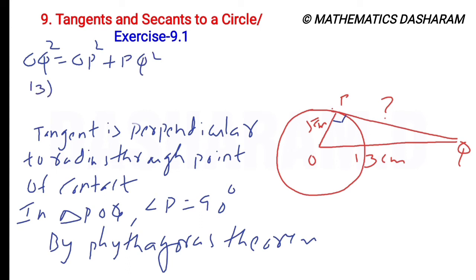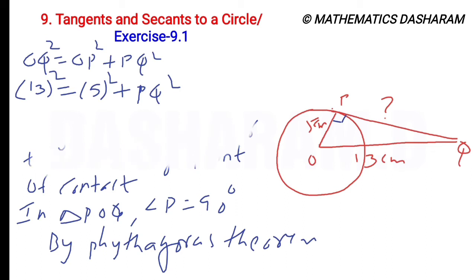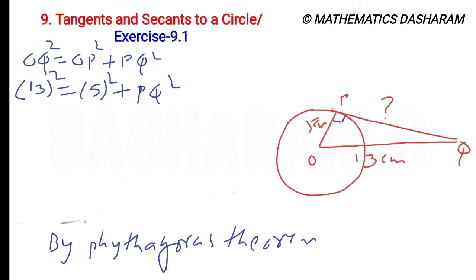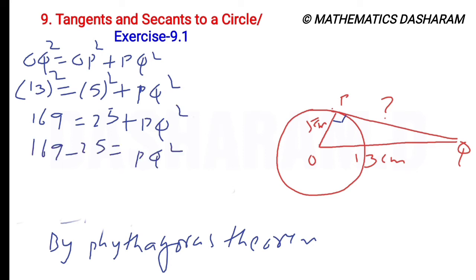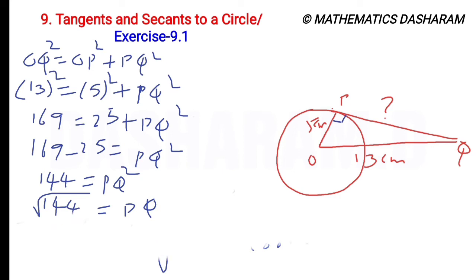OQ square, OQ value 13, so 13 square equals OP value 5 square plus PQ square. So now what is 13 square? It is 169, 5 square is 25, plus PQ square. Now 25 transposed to the left side, so 169 minus 25 is 144, which equals PQ square. Now this square transposed to the left side becomes a square root. So the square root of 144 equals PQ. So 144 is a perfect square number.